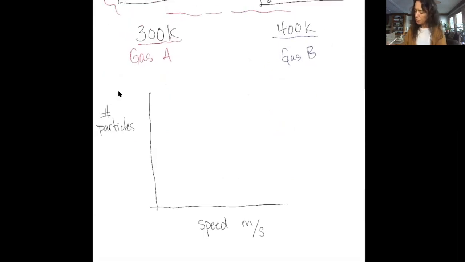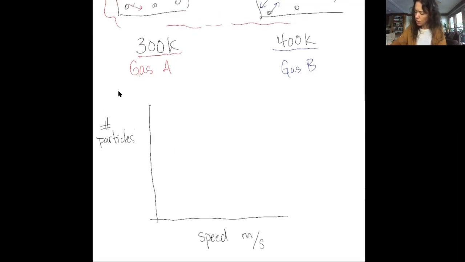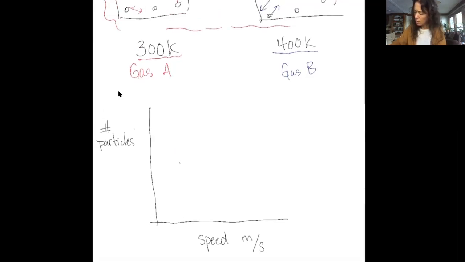Let's look at gas A first. Gas A is moving slower. So I'm going to kind of go like this. There's the top middle of my curve. I'm not very good at freehanding this stuff. Okay, this is gas A.